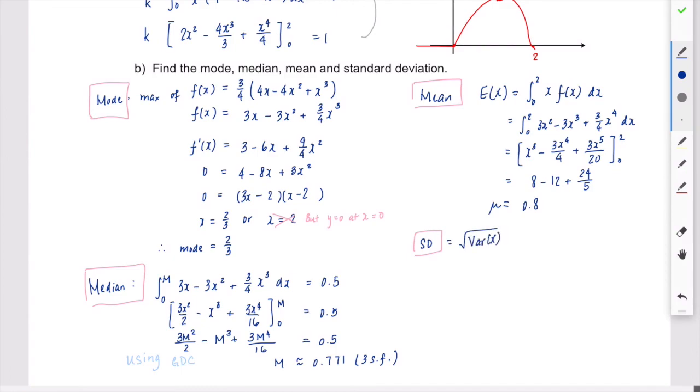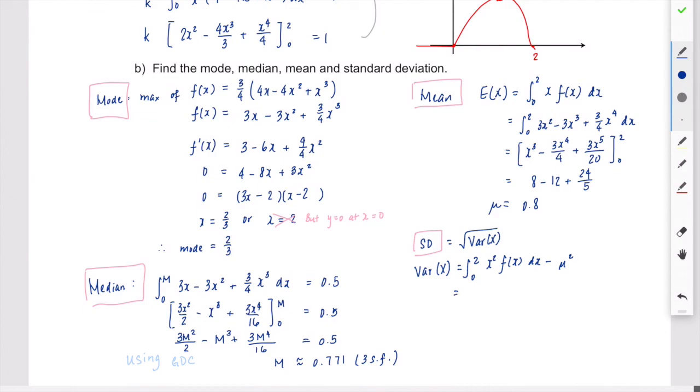Okay, so this is the square root of var of x. So let's start by finding var of x. And the formula for finding the variance, you can see it in the card above. I'm going to rely on my formula booklet here. This is equal to, from x1 to x2, x squared times f of x dx minus mu squared. Okay, so 0 to 2 then, that's our boundary.